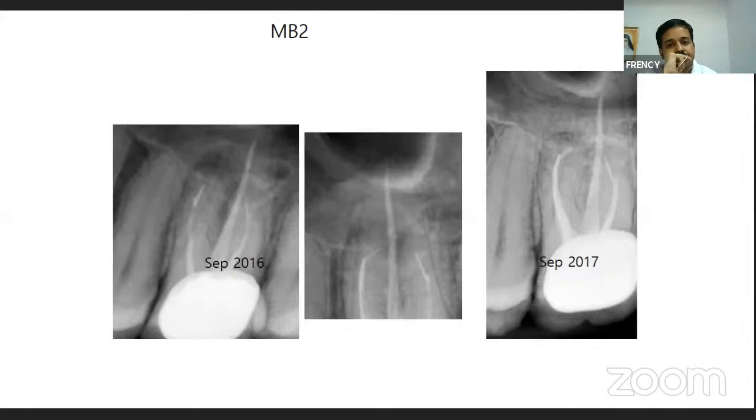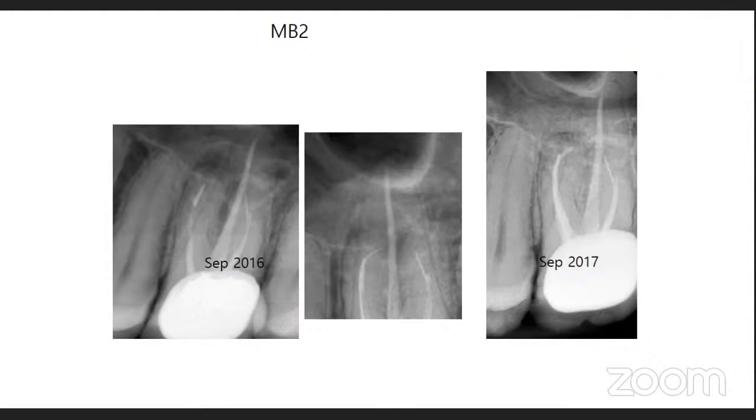I started a selective retreatment of mesiobuccal and distobuccal. Although I tried to bypass the mesiobuccal and distobuccal, I couldn't achieve that. So when I looked for the MB2 canal, and through the MB2 canal, I could reach the apical region, and I operated the canal. So actually the lesion healed after that.